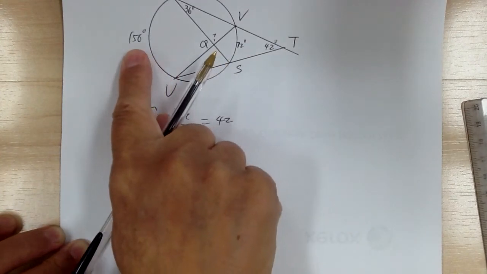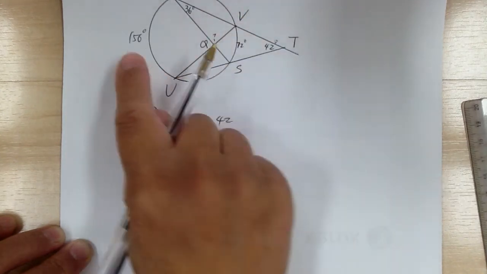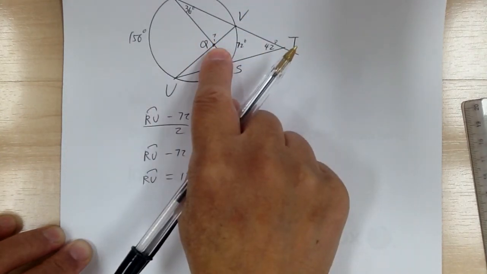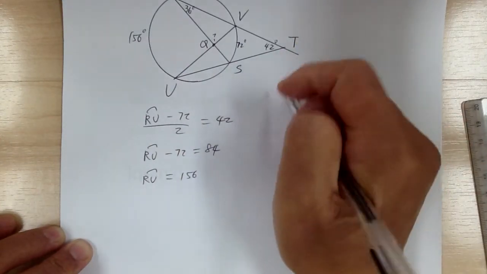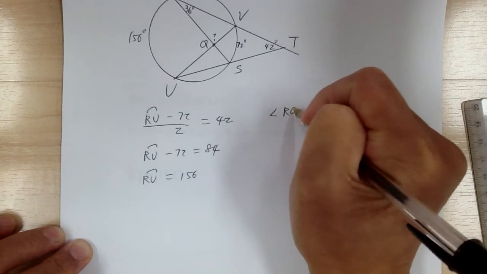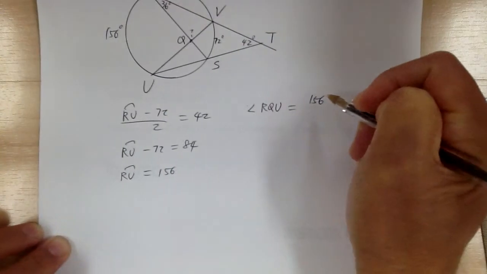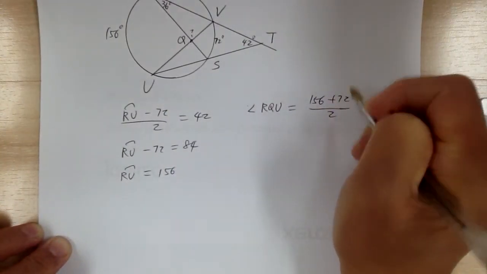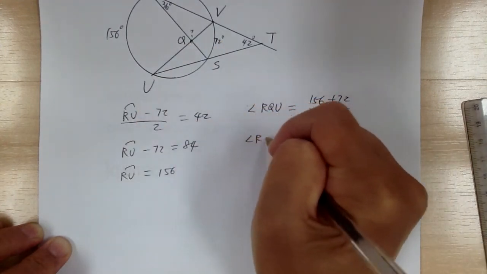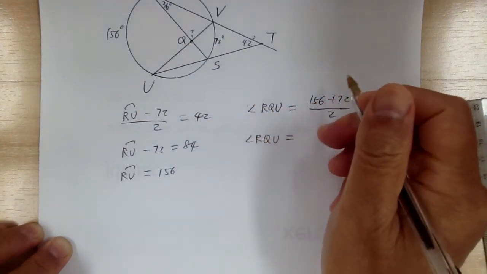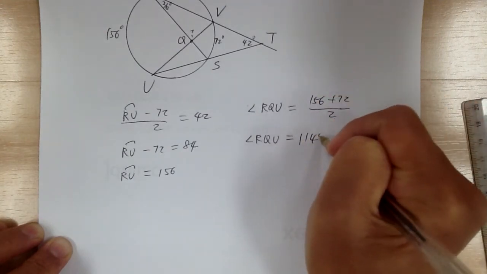Once we know these, we can find the angle at Q. If the vertex is on the inside, then it would be the sum and then half. So angle RQU will equal (156 plus 72) over 2. Because the vertex is on the inside, you add and divide by 2. So angle RQU equals 114.